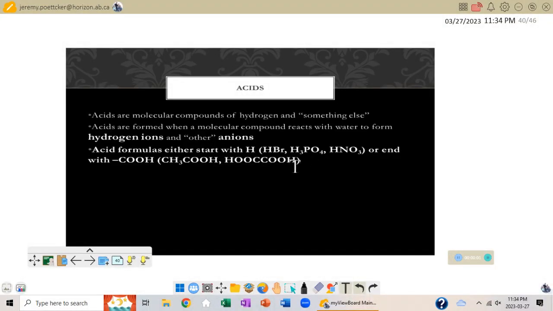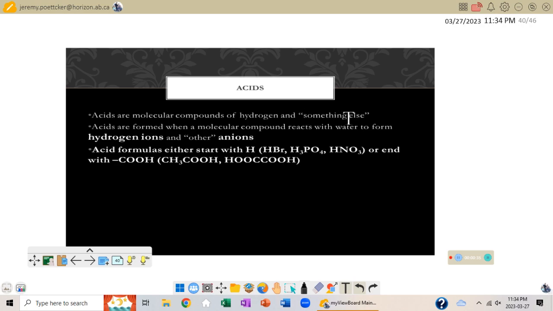All right, acids. Special kind of a molecular compound that sort of acts like an ionic compound when it hits water. They're kind of weird, and that's why they get their own special naming system. Officially, they are molecular compounds, even though the way that they look is as if they are some kind of ionic compound. They are molecular compounds of hydrogen and something else.